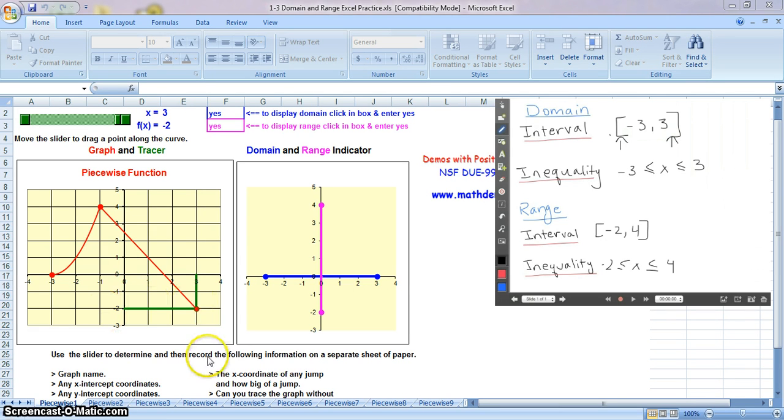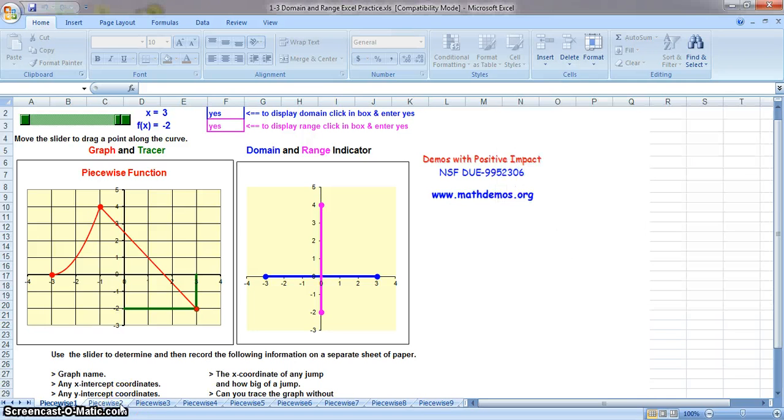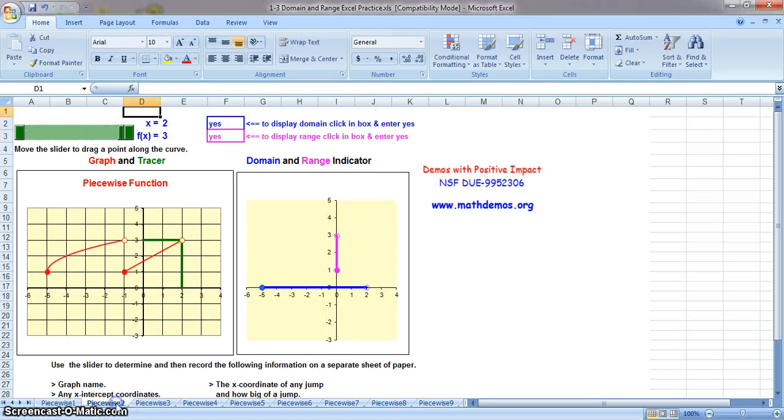Now let's move on to the next piecewise function. I'm going to give you a minute to think of it on your own, and then we're going to be doing this together. Remember, you can pause the video at any time to try to do the function on your own. So let's discuss this now.